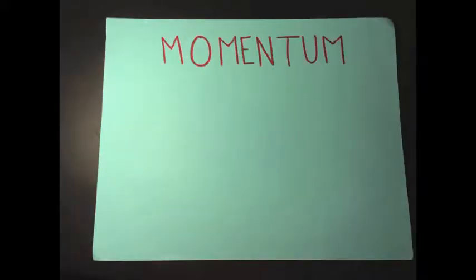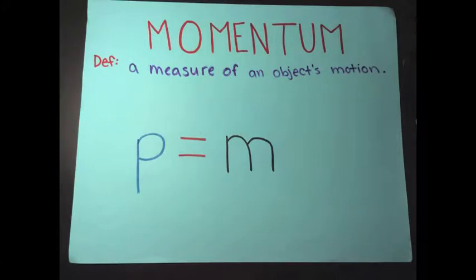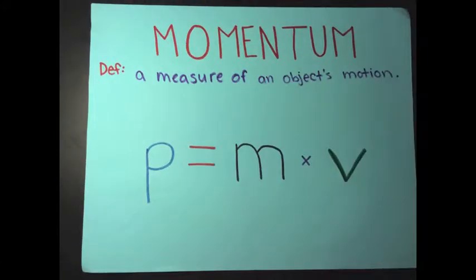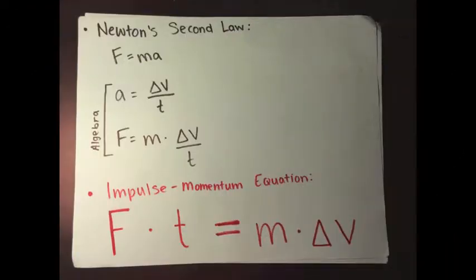What's the answer? I remember doing these experiments before. They explain momentum and impulse. Pause. Quick physics review. Momentum is a measure of an object's motion. It is represented by p in the equation p equals m times v, or momentum equals mass times velocity. Impulse is a change in momentum. From Newton's second law, the impulse-momentum equation is force times time equals mass times change in velocity.